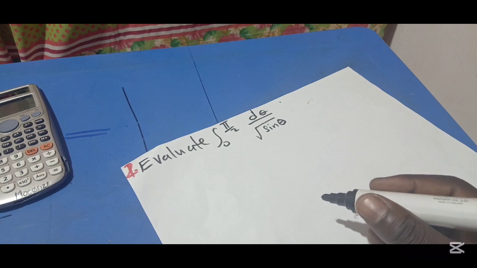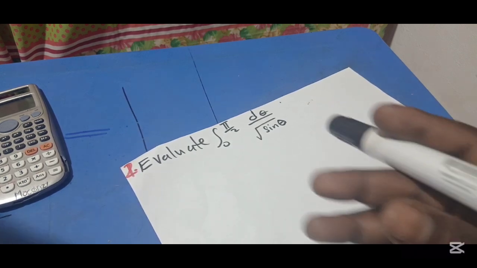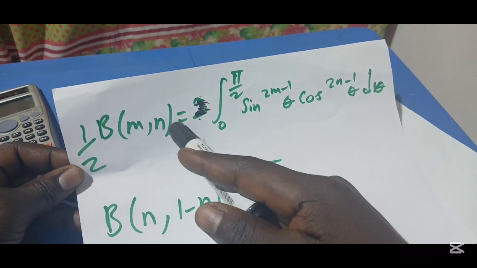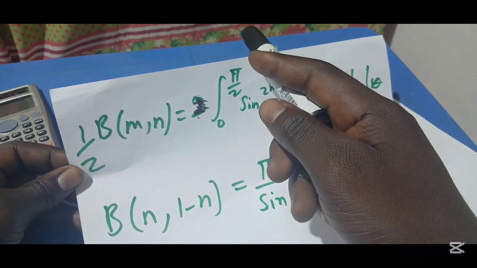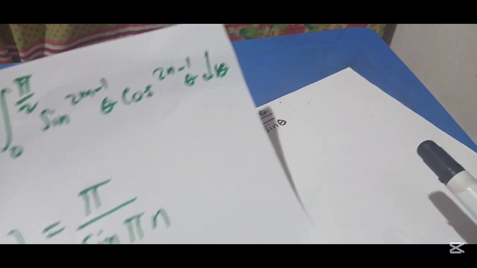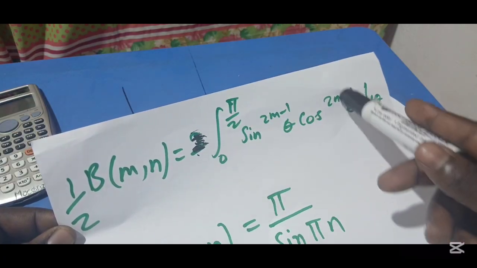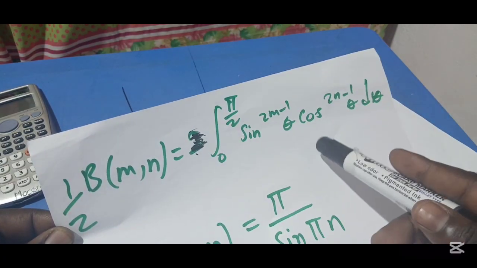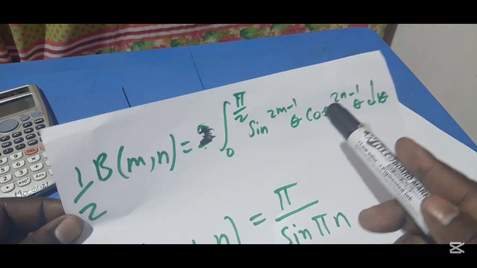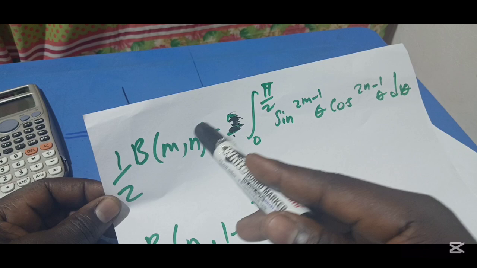You know that the formula for evaluating beta functions in sine form is just this: half beta of m, n equals the integral from 0 to pi on 2, and so on. Now we are trying to find a way of massaging our problem into this form so that we can just compare exponents, look for our m and n, and then follow by finding our half beta of m and n.